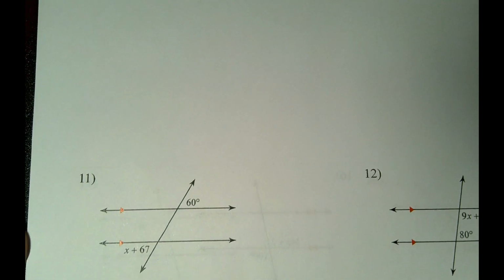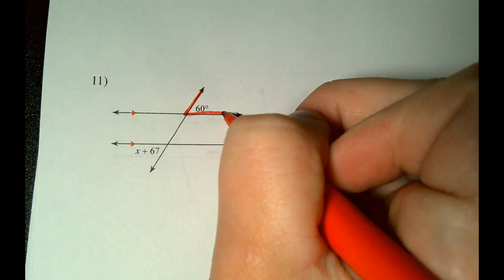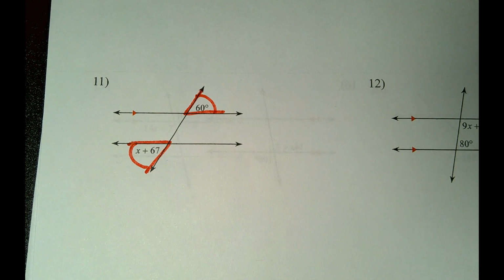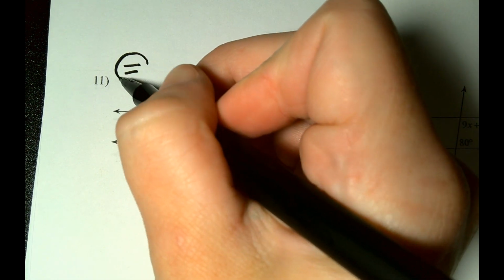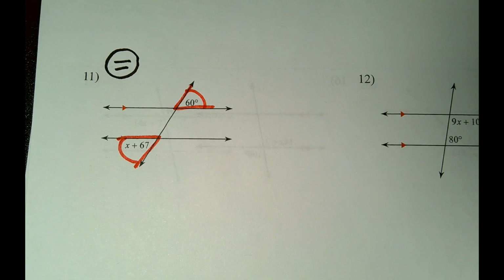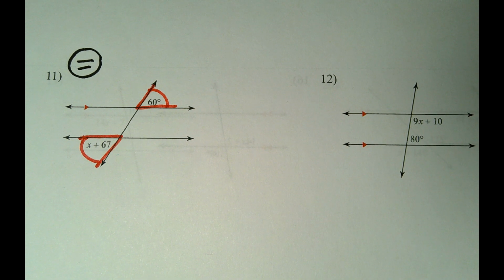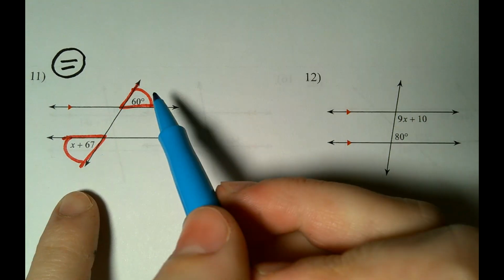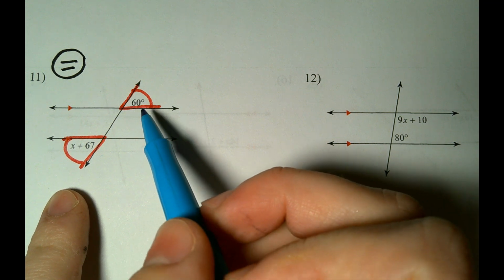How about number 11? They're equal. They're both the little angles. Those are equal. They're the same size. These are kind of vertical.